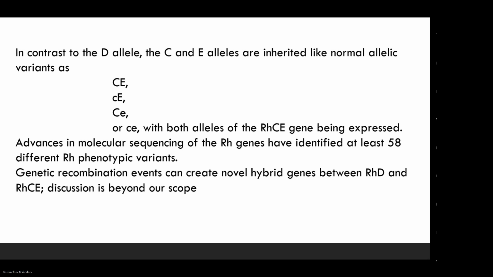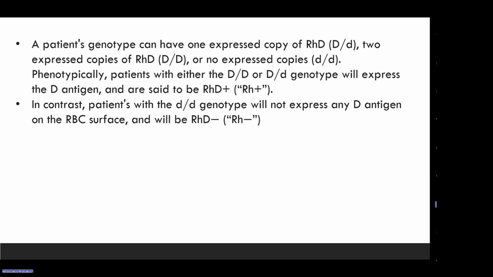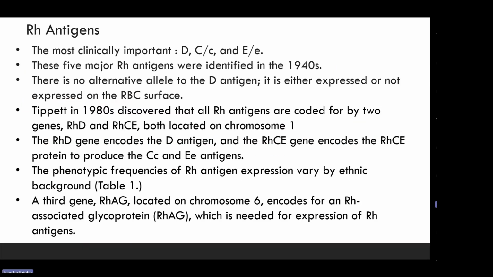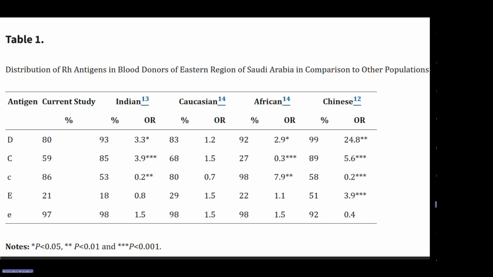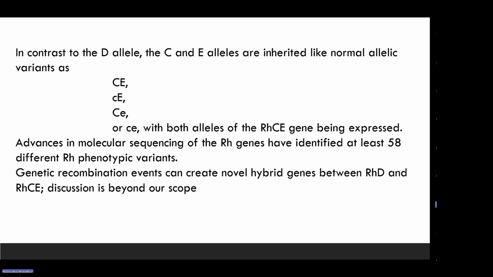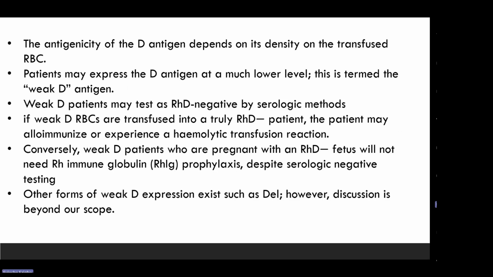So we said earlier that for the rhesus antigen, we have the rhesus D, which is governed by the gene rhesus D, and then we have the rhesus CE. So in expression, the D alleles can be either big D positive or no expression of the rhesus D gene. But for the C and E, the alleles are inherited like other normal allelic variants, unlike the D allele of the rhesus blood group. So you'll be able to know the genes that are associated with the rhesus blood group system. That's the main thing.